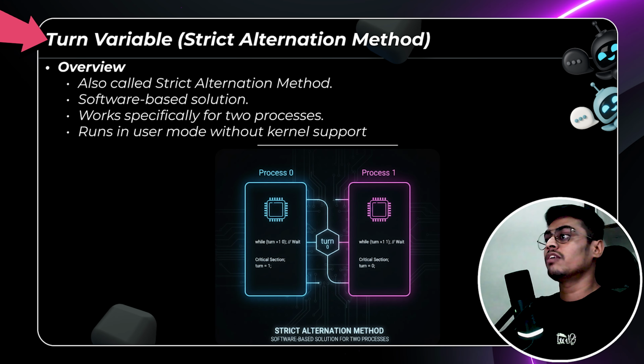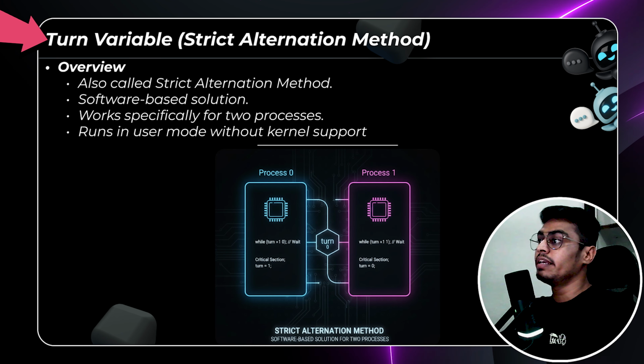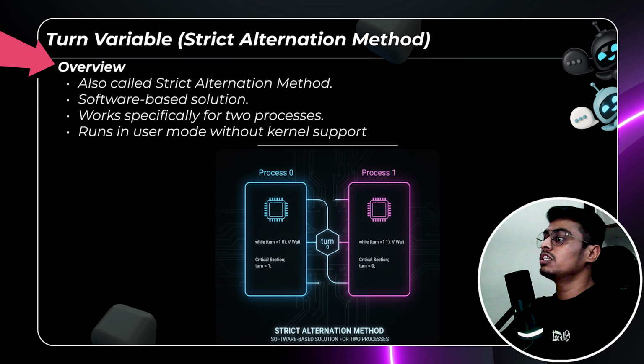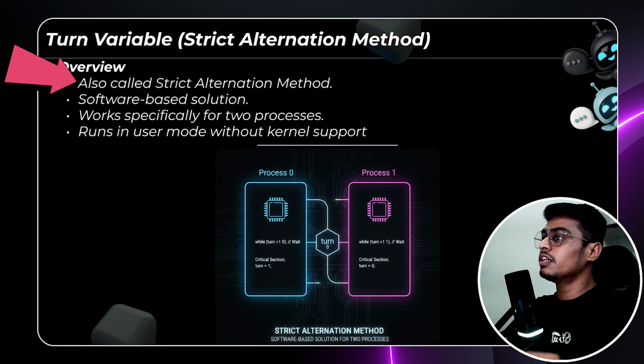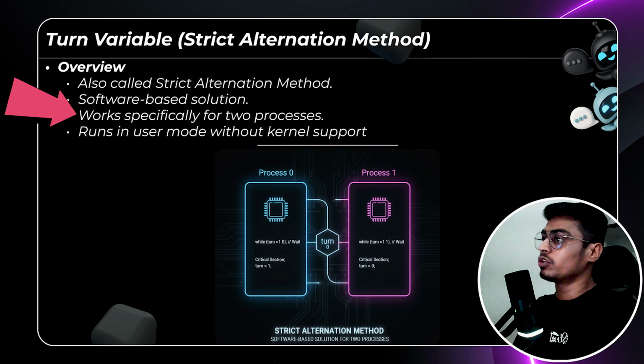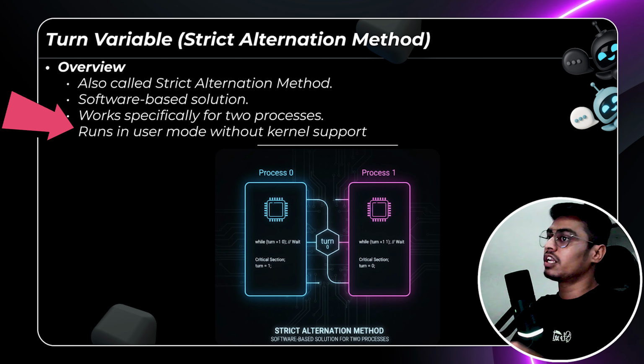Now what is the turn variable? We will study one more solution here: the turn variable, a strict alternation method. Now what is the overview? The turn variable, also called the strict alternation method, is a software based solution that works specifically for two processes. It runs in user mode without requiring kernel support.